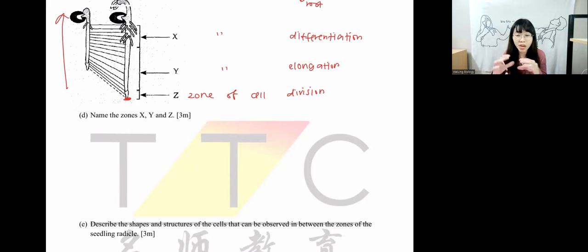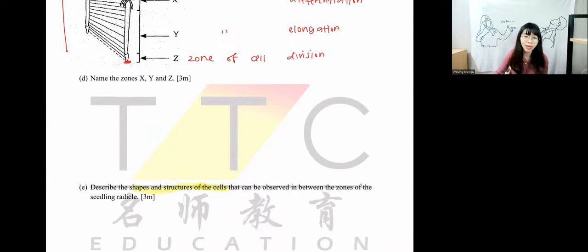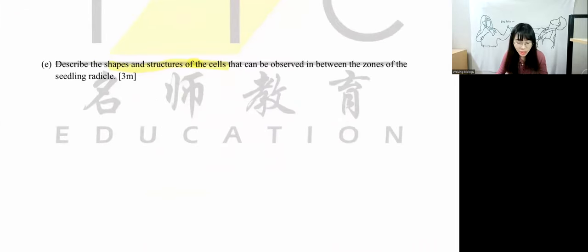Elongation means they become bigger in size. They have a larger central vacuole. Differentiation means that they will have specific shape and structure to make sure that they have a specific function. So we have to base on different zones to write the characteristic of the cell, because the question asks you to write the shape and structure of the cell. We have to base on the cell to explain our answer. We will start with the first zone first. It's called zone of cell division.